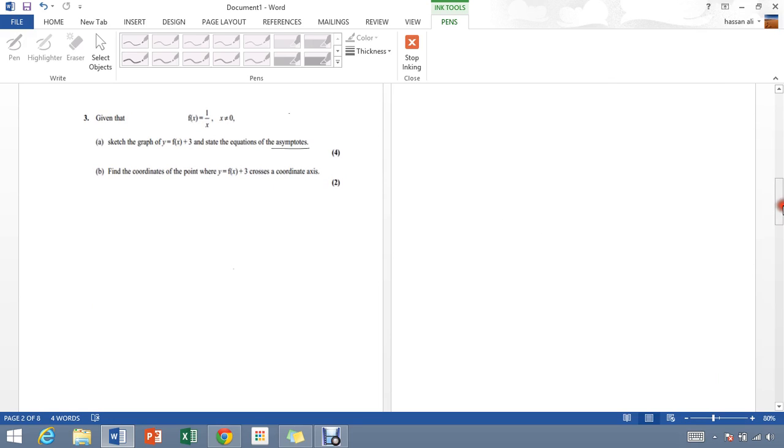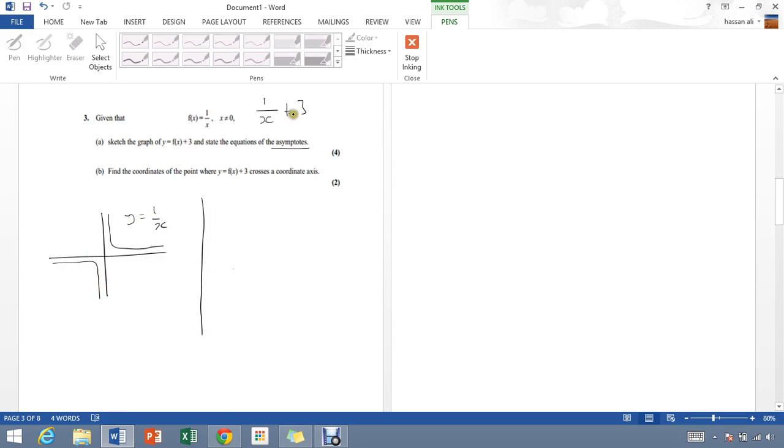Now you're given that f of x is 1 over x, and you've got to sketch a graph of f of x plus 3. Now what this means, in essence, is that we're doing 1 over x plus 3. Now the graph of 1 over x will just look like this. Okay, so that's y equals 1 over x. What they want you to do is draw this one here.